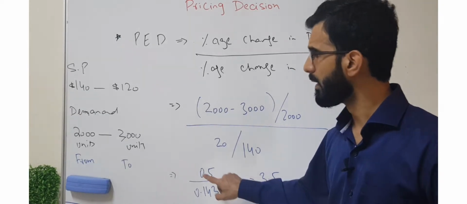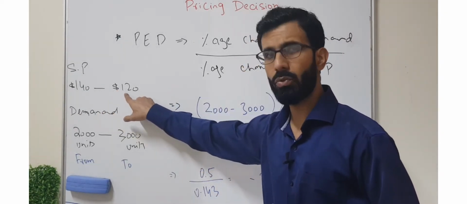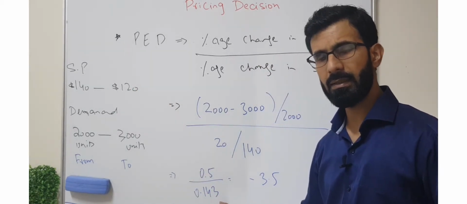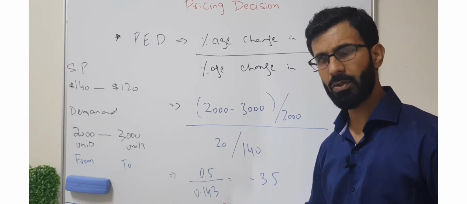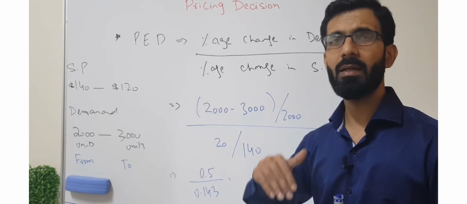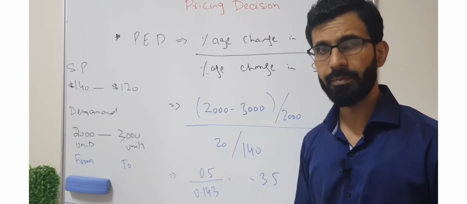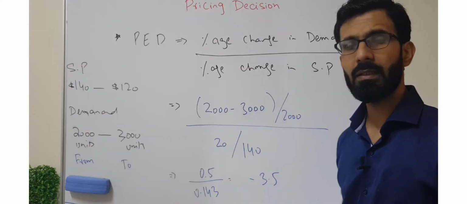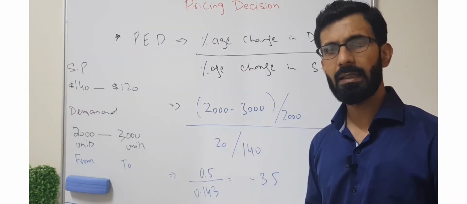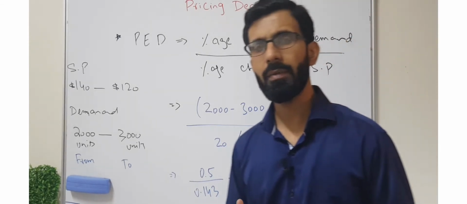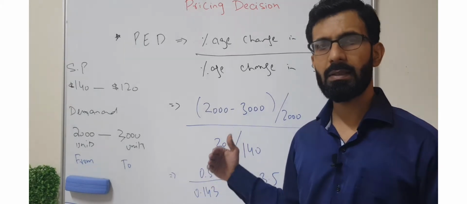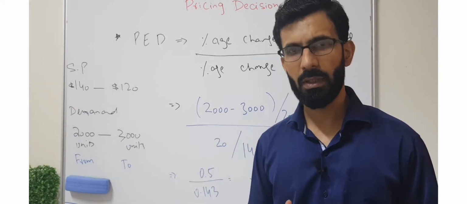The selling price changed from $140 to $120, which is a decrease of 14.3%, and as a result of this decrease in selling price of 14.3%, the demand responded, the demand increased by a bigger percentage, 50%. Now here it indicates that demand is more elastic. When demand is elastic, if you want to increase the profitability, what you should do is you should increase the selling price in order to increase the profitability.